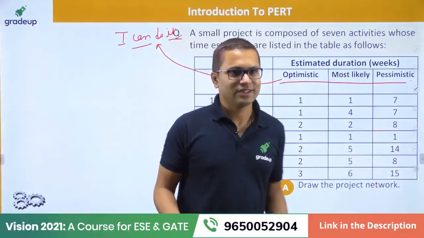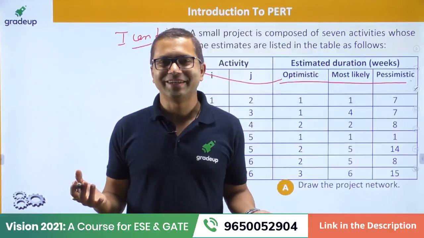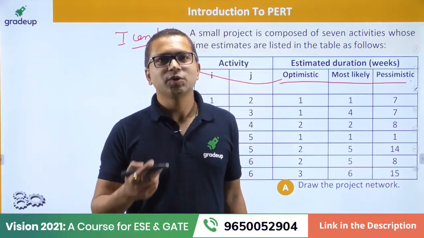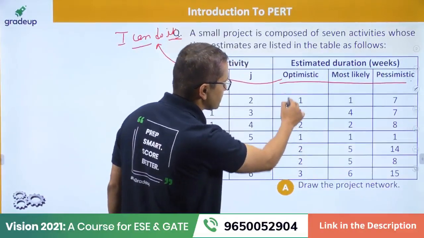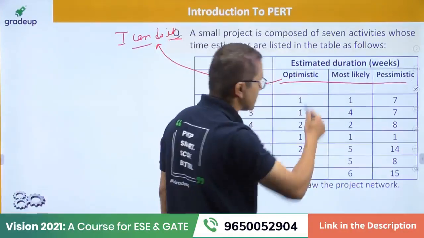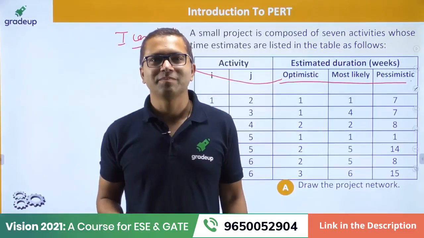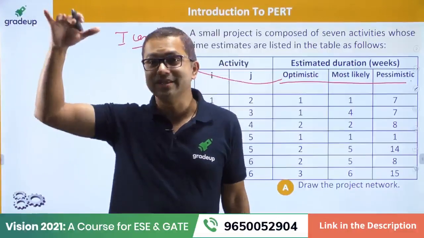Pessimistic is someone who says that no, nah, I cannot do it. मेरे बस की बात नहीं है, right? It's kind of that, right? That's why you always say that optimistic time is the minimum. If you see this, optimistic time is the minimum. And pessimistic says that no, I cannot do it, yaar. This is beyond me, all right?